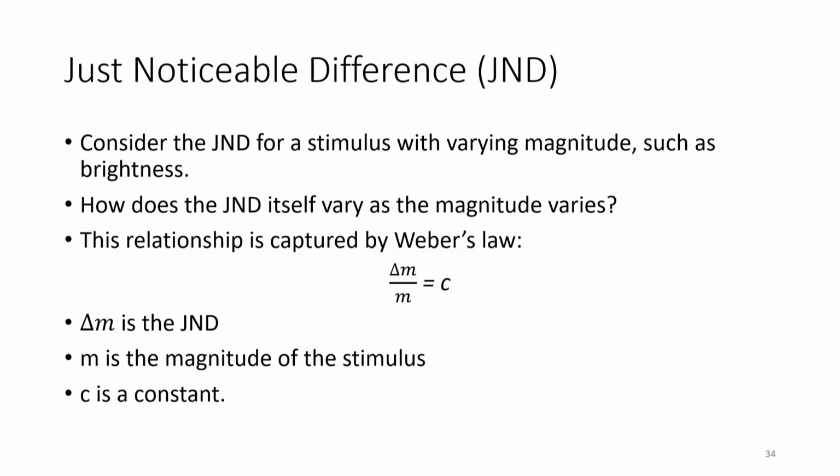Now, consider the JND for a stimulus with varying magnitudes such as brightness. The key question here is, well, how does the JND vary as the magnitude varies? This relationship is captured by what is known as Weber's law, given by delta m by m is equal to c. Here delta m is your just noticeable difference, m is the magnitude of the stimulus, and c is the constant. So, at the least value of delta m, when I can sense that there has been a change in the environment, that gives me my c.